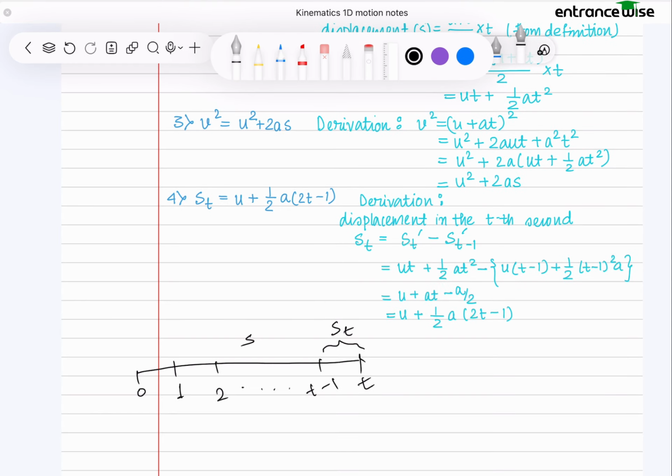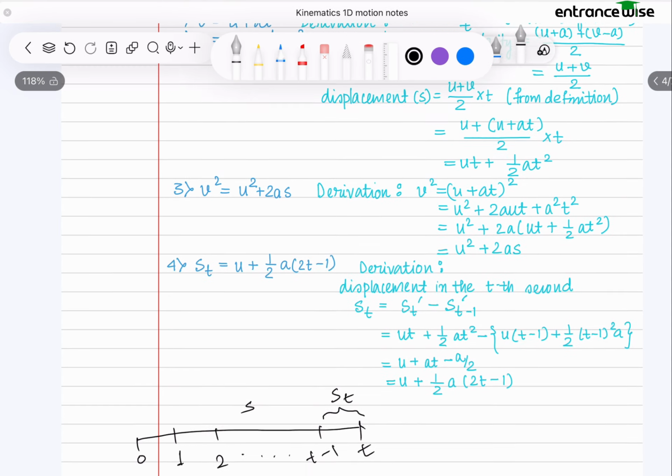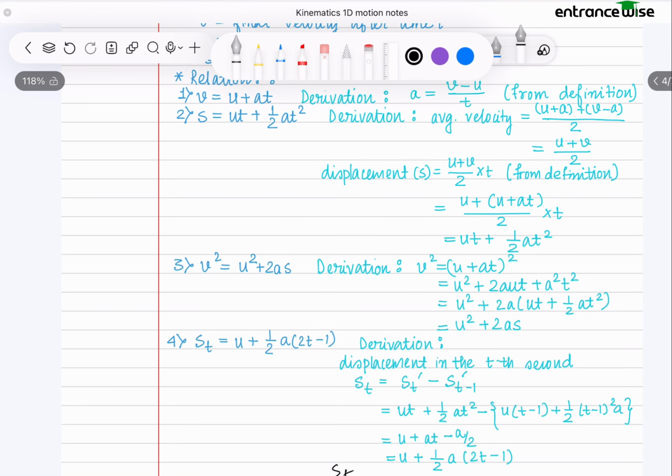We can also derive these equations by graphical method or calculus method. We will talk about that in the next lecture.